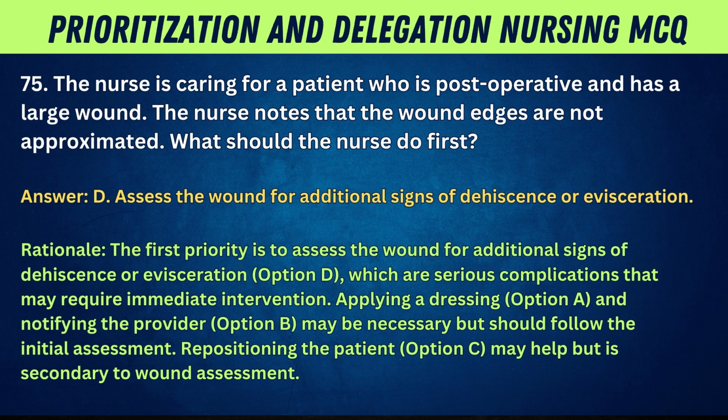The first priority is to assess the wound for additional signs of dehiscence or evisceration, option D, which are serious complications that may require immediate intervention. Applying a dressing, option A, and notifying the provider, option B, may be necessary but should follow the initial assessment. Repositioning the patient, option C, may help but is secondary to wound assessment.